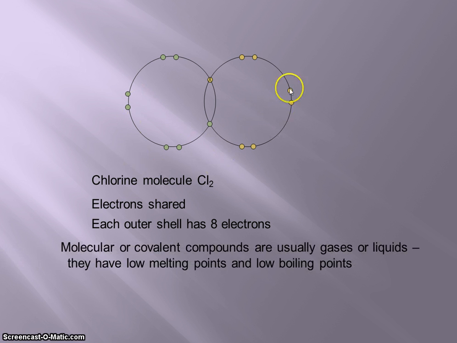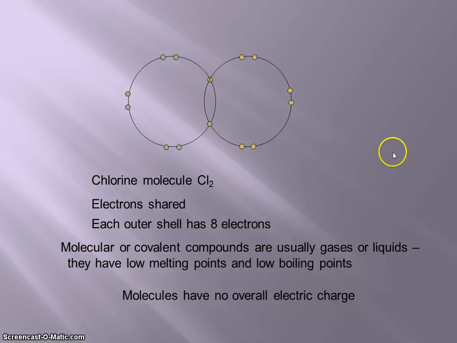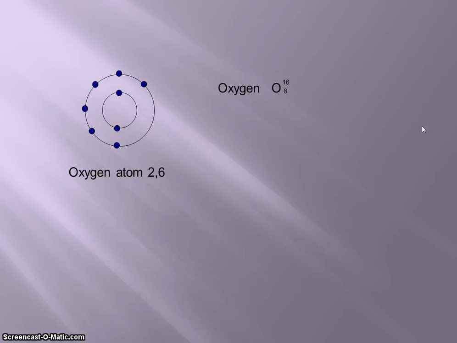It is a covalent bond, right? Usually gases or liquids, they have low melting points, low boiling points because they're sharing and they're not really full. No electric charge. Molecules have no electric charge because we haven't gained or lost, we're just sharing.